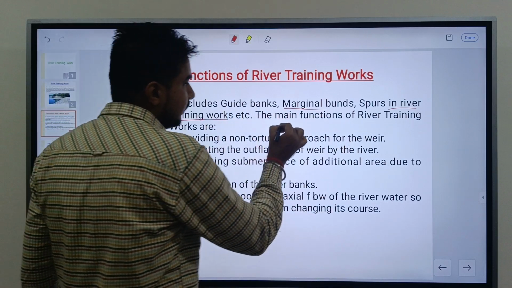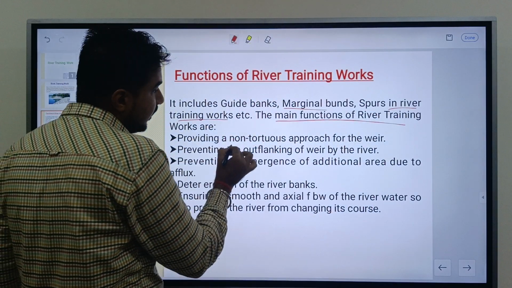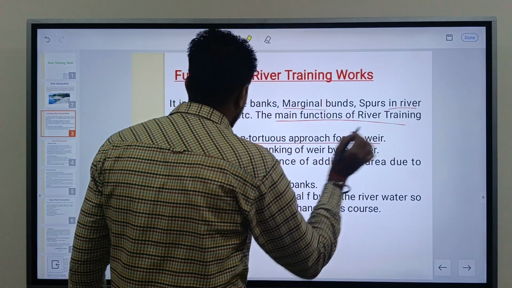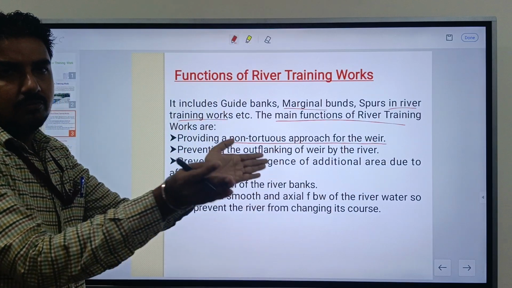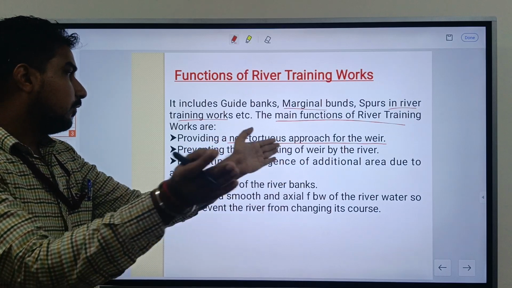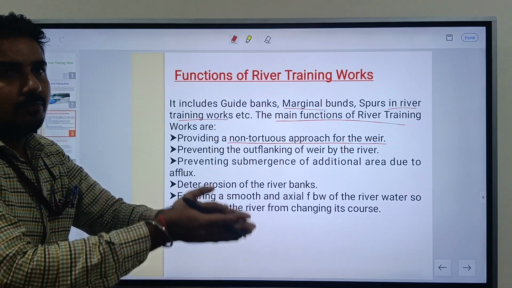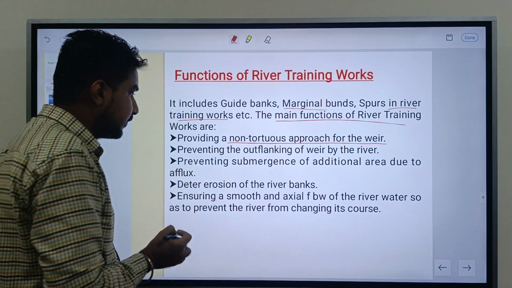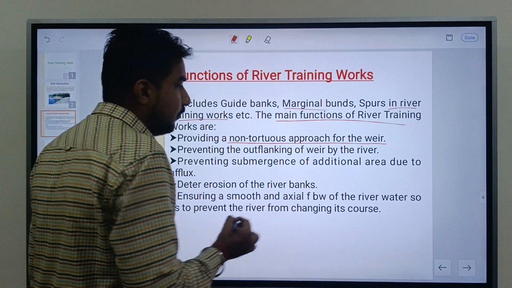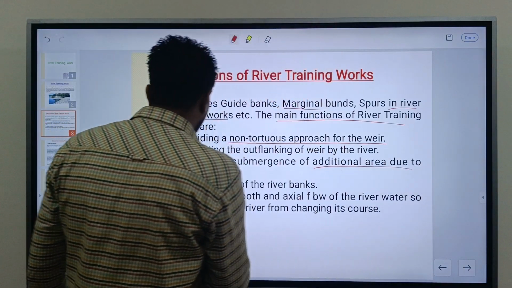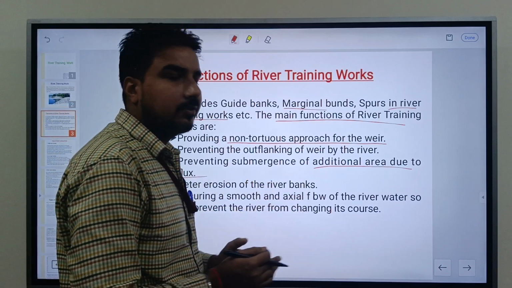So what is the main function of river training work? It means providing a non-treacherous appearance of the weir. Next one is preventing the outflanking of the weir. Means the river bank could not be outflanked, so we have to control or restrict a path for the particular flow in a particular direction. And next one is preventing submergence of additional area due to efflux. Okay, so we have to protect our area from the efflux formation.